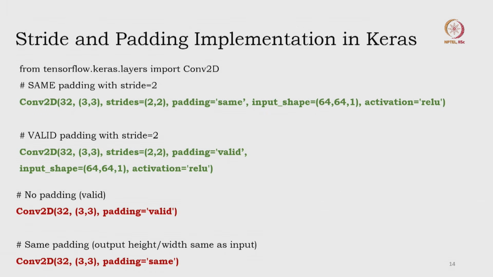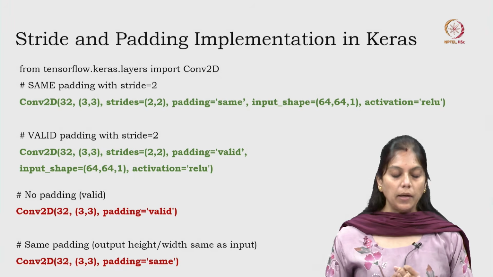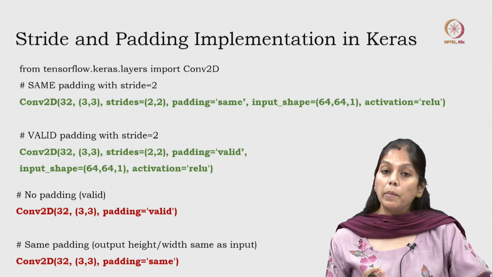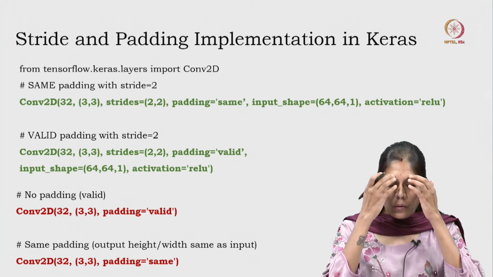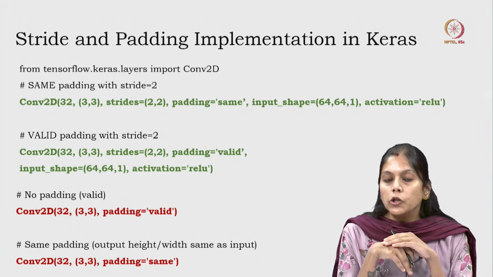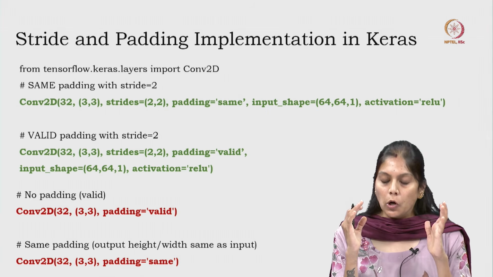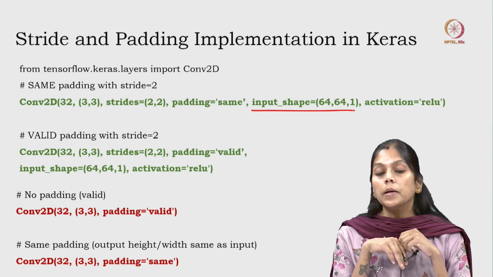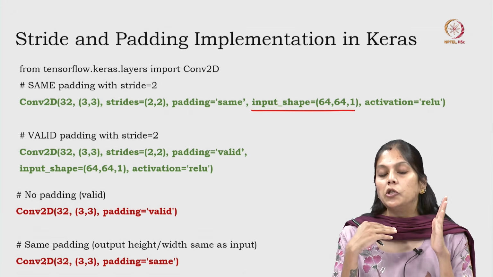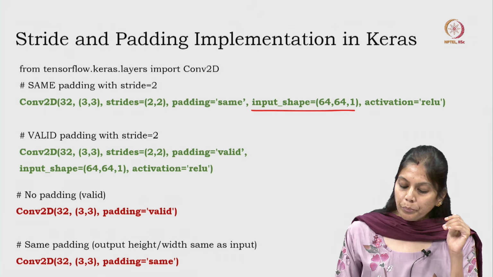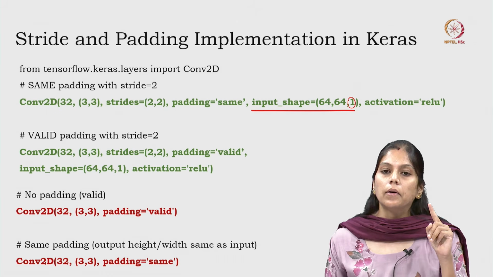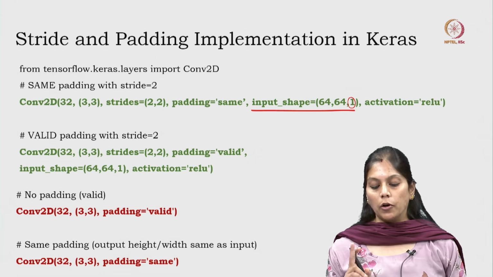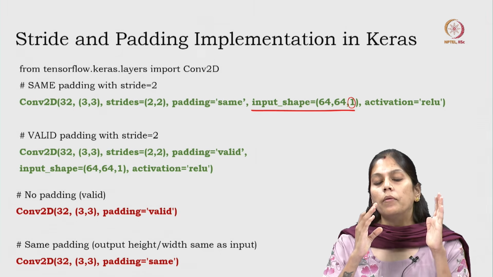Although you will see this slide in the hands-on session, let us quickly do a revision of whatever has been discussed so far. Whenever we want to do a convolution operation, what is the minimum that is required? We require an input. Here the input is of dimension 64, 64, 1, where 1 indicates the number of channels. Here we are considering a grayscale or binary image, where the number of channels is 1.